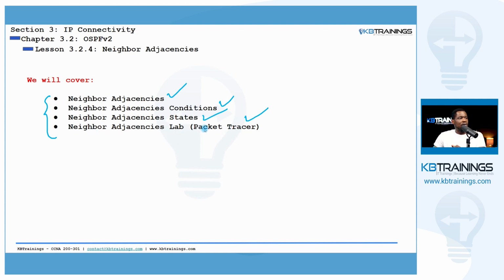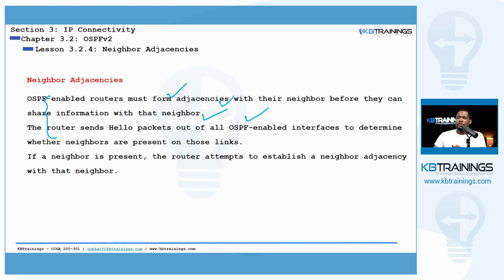So to start, when you have an OSPF topology or when you have two OSPF enabled routers, those routers cannot do anything if they are not neighbors. So they need to start by establishing that neighbor adjacency so that they can communicate and exchange their link state database. Let's say we have a router 1 here and a router 2.